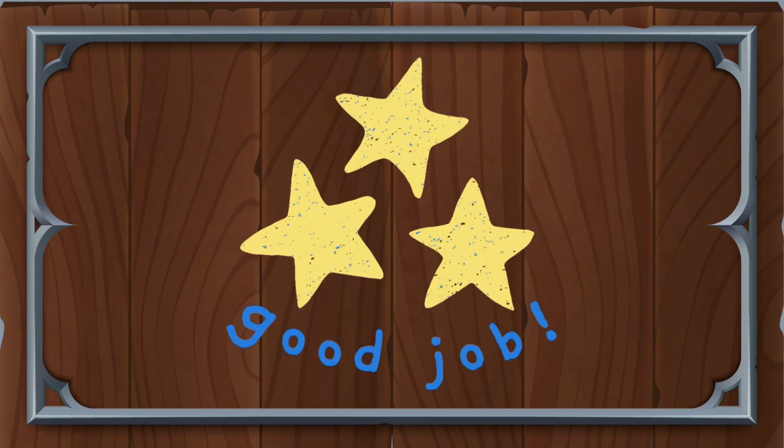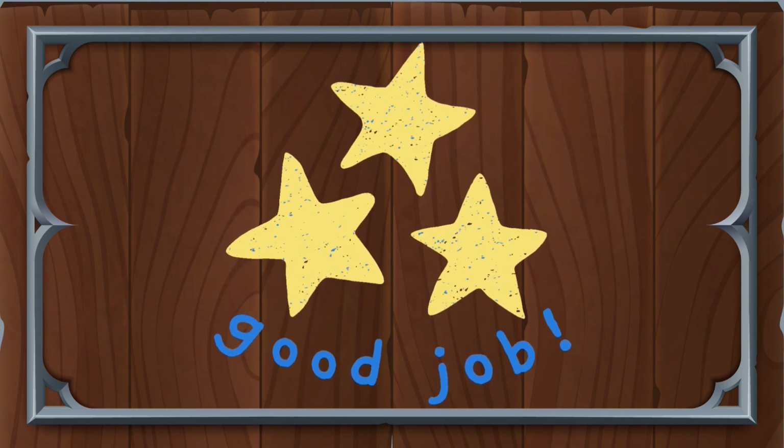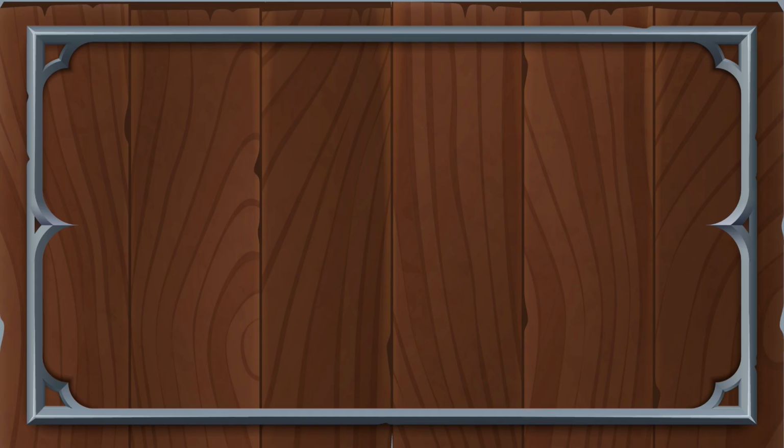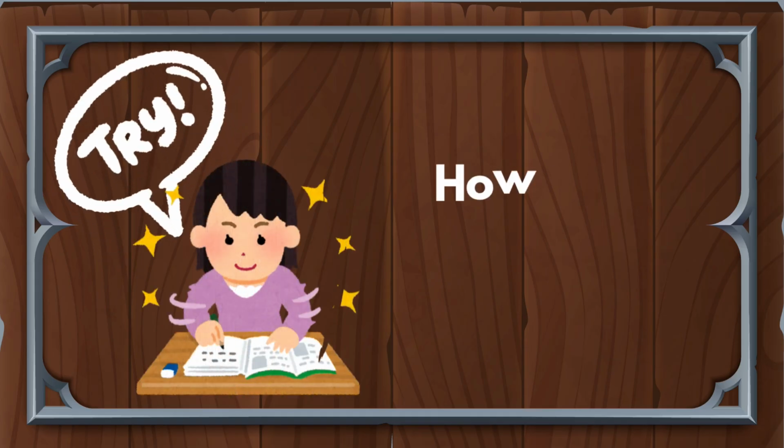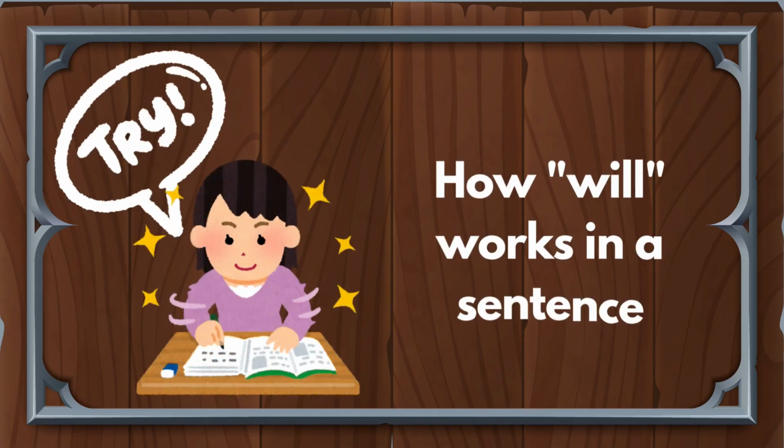Did you get them all correct? That's okay if you didn't. The important thing is that you tried and learned how will works in a sentence. Now, let's continue with teacher 4. We will give you another task to make your own sentences using will.